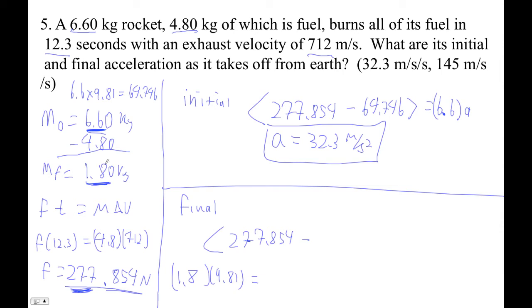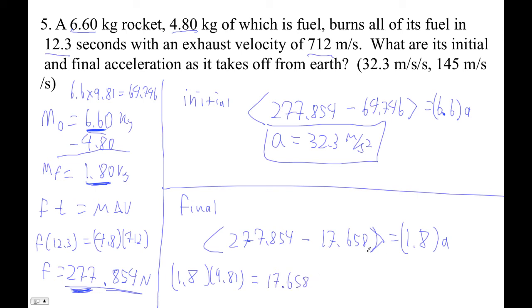Because the final mass is 1.8. 1.8 times 9.81, 17.658. Whoops. Unmatching parentheses. That equals 1.8 times A. Okay, here we go. Let's see, that's 17.658.